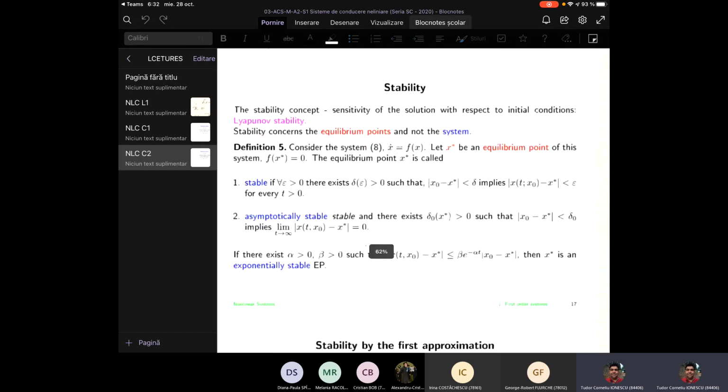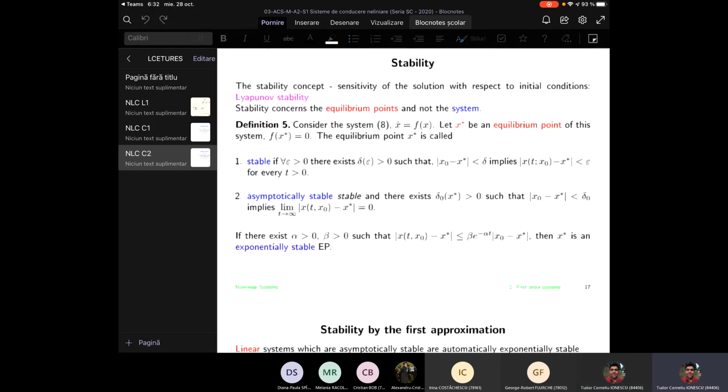So we have to define the stability concept. This is the sensitivity. It says here it's actually the sensitivity of the solution with respect to the initial condition. And we have seen that some negative initial condition in the Riccati equation was leading to a finite escape time. That's not stability.